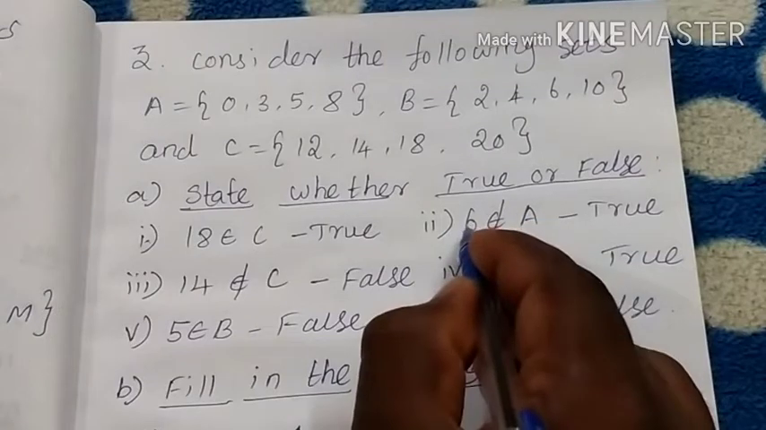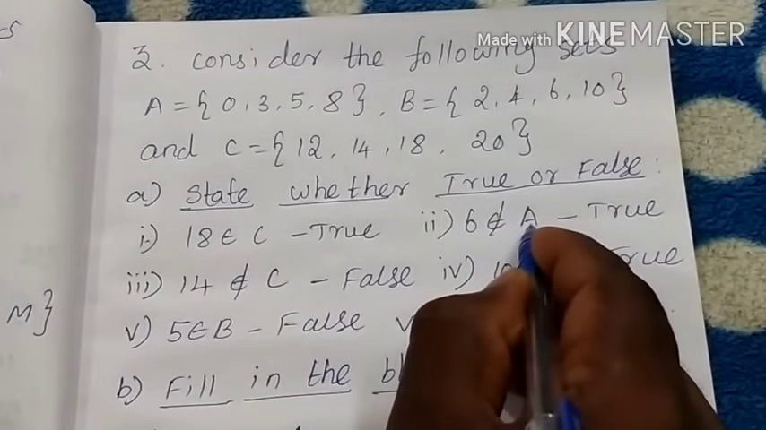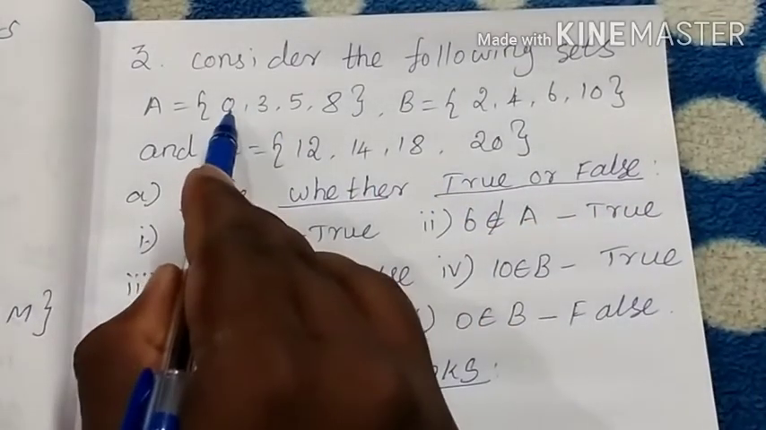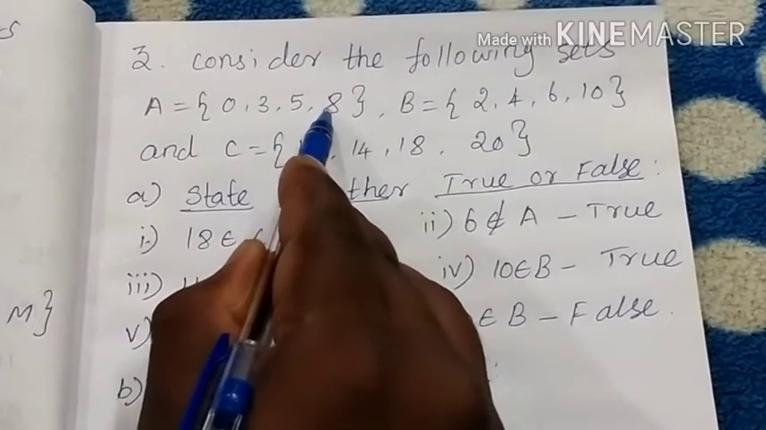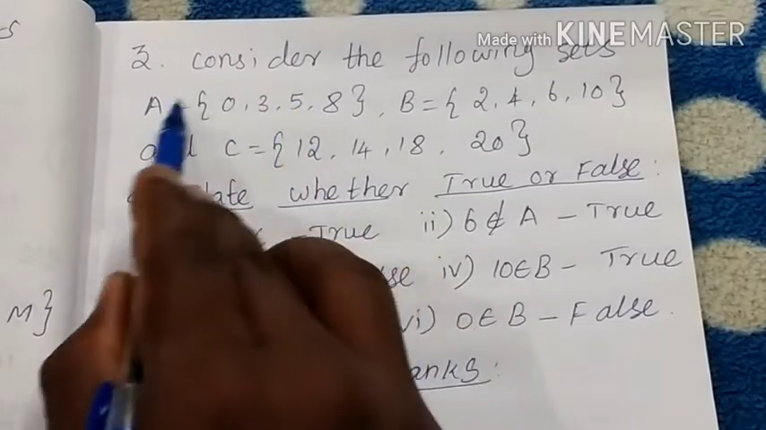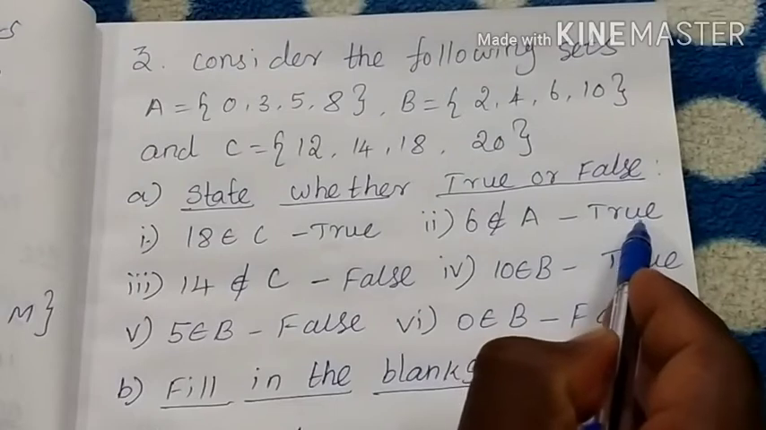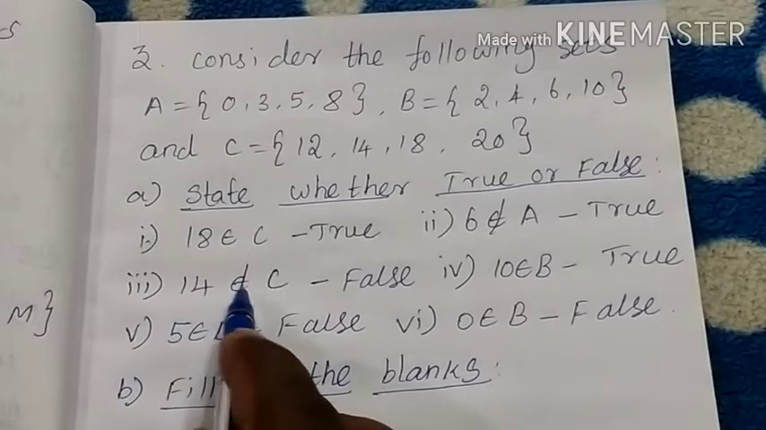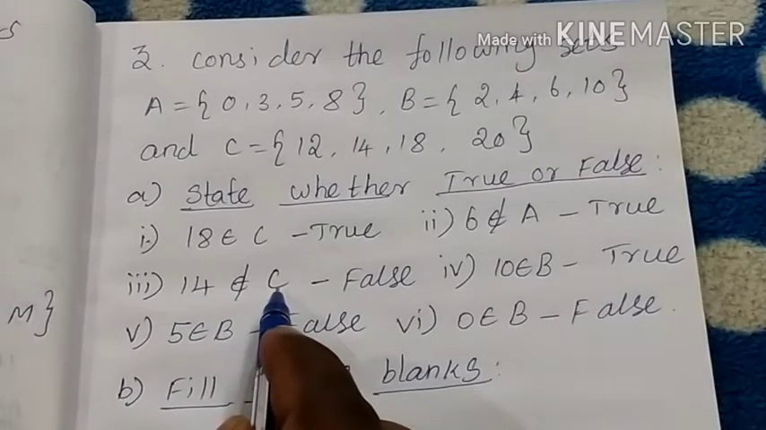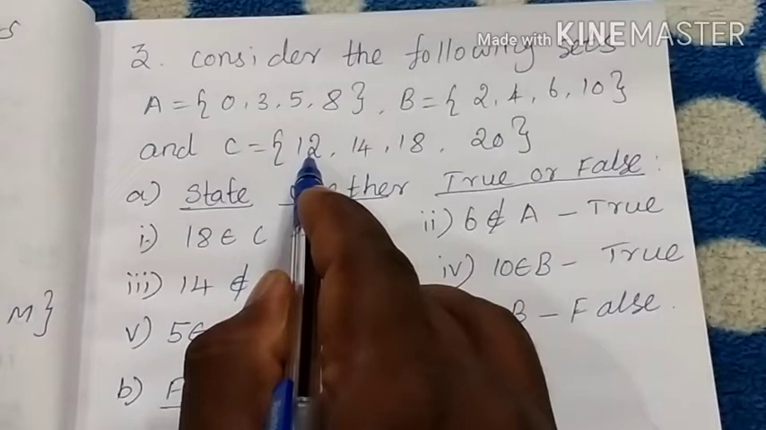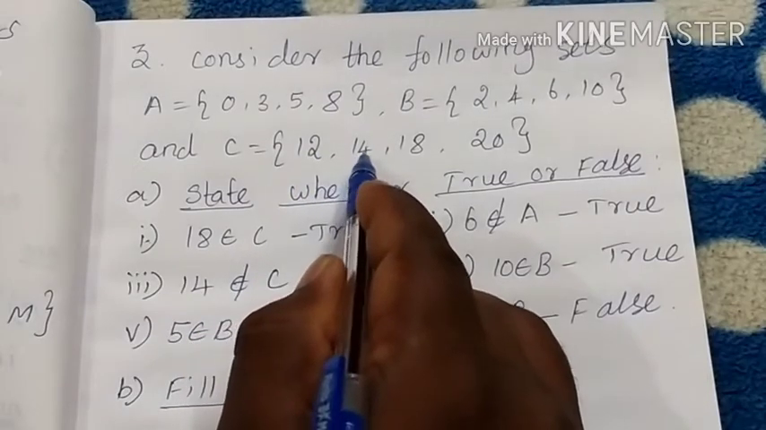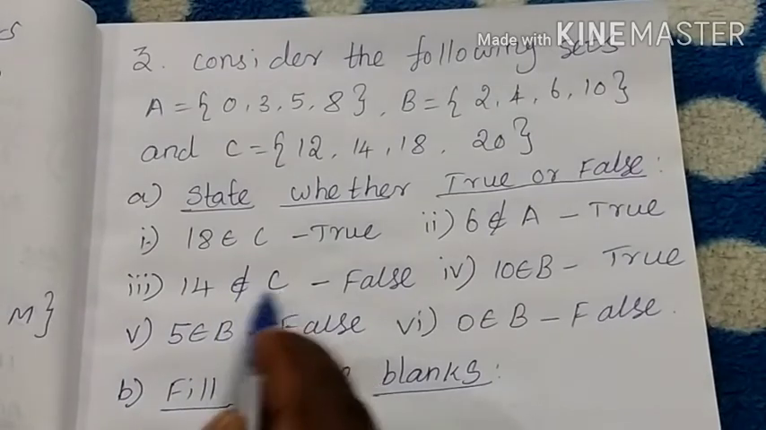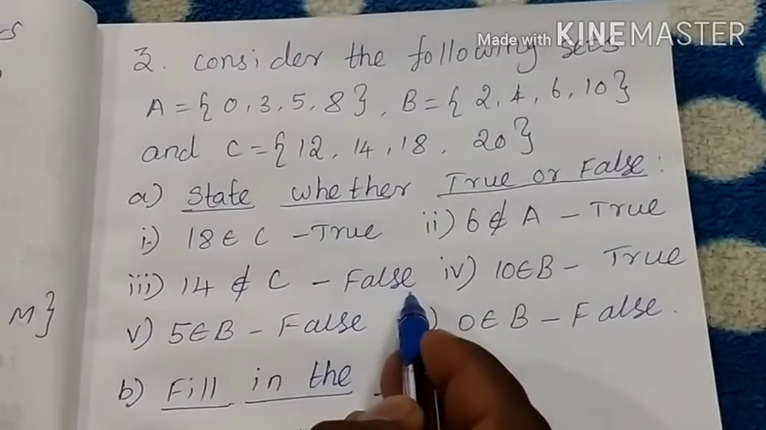Then the second question, 6 does not belong to A. That means 6 does not appear in set A. Is it true or false? Consider the set A, with 0, 3, 5, 8. So 6 does not appear in A, so it is also true. Have you understood the reason? Then the third question, 14 does not belong to C. Now consider the set C: 12, 14. Yes, 14 appears in C, but here it is mentioned that 14 does not belong to C. So it is false. Have you understood the reason?